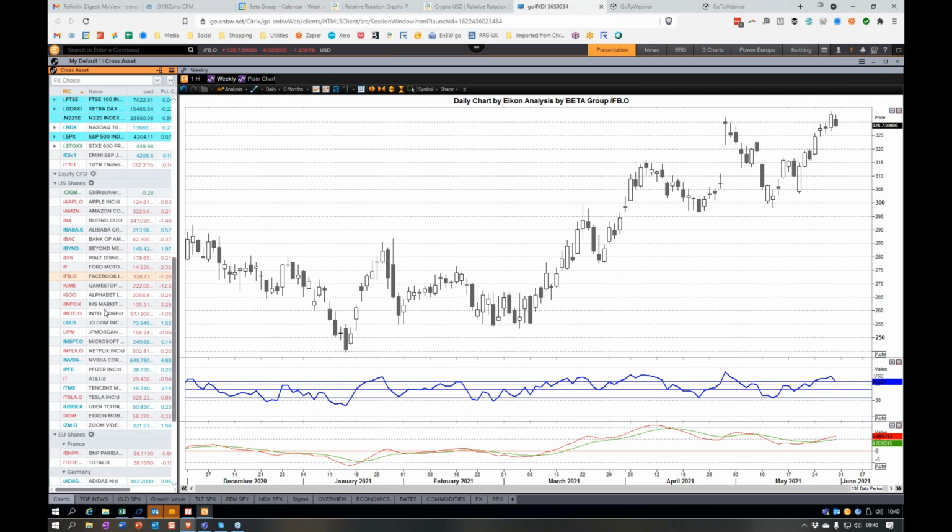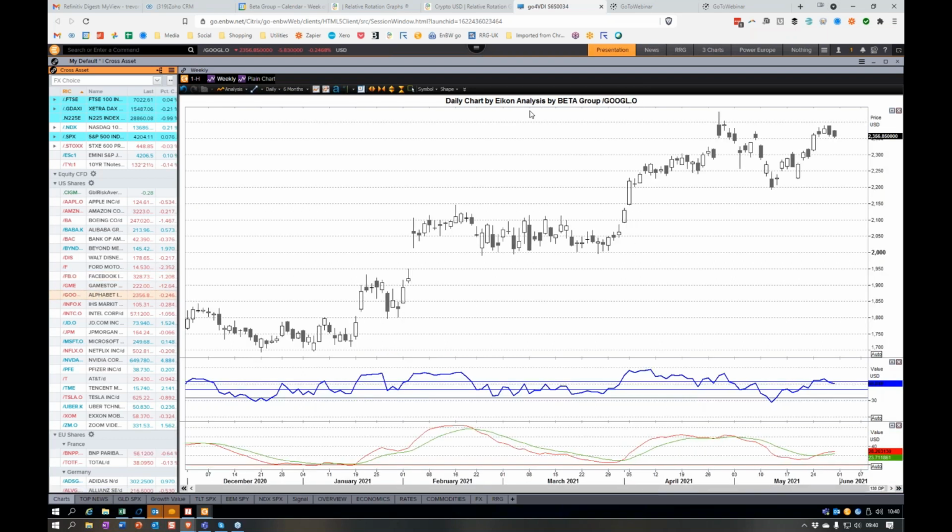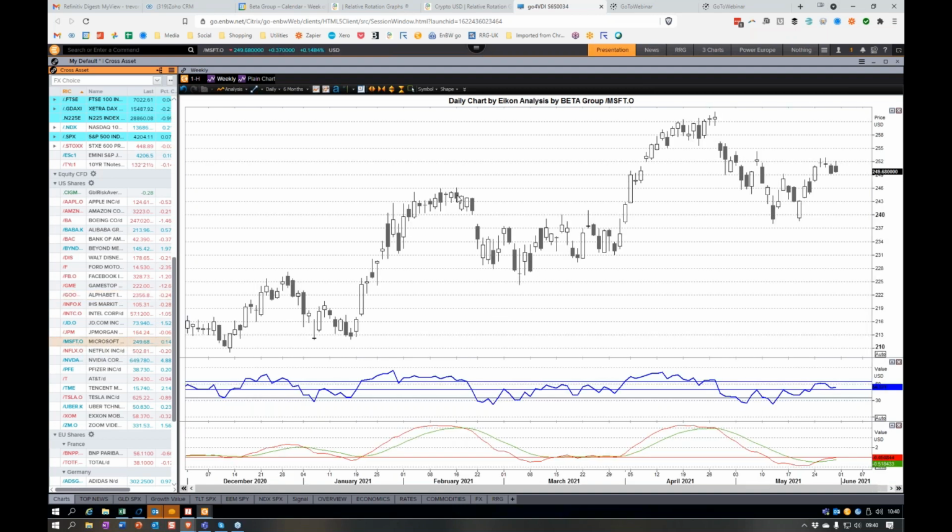Google also. Alphabet, of course. Here, looking good, testing its high, rising lows pattern here. And then Microsoft, again, potentially looking good. It's a bit below its high there, but we've got the higher lows pattern. This does look as though it'll continue on higher.